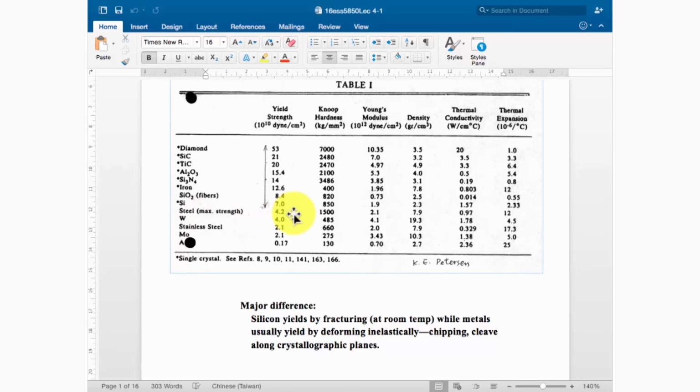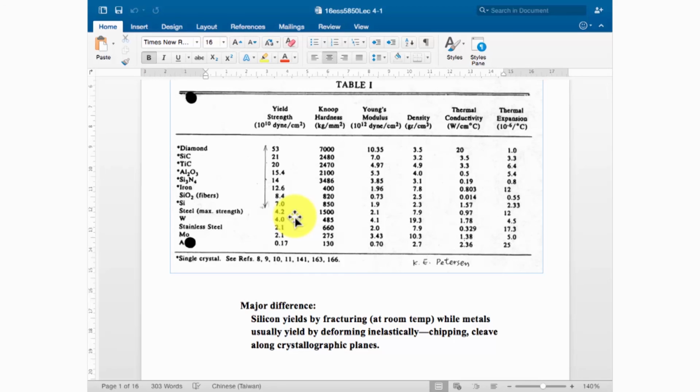So now we compare the first mechanical property, which is the yield strength. The yield strength means how much force, how much stress you put on the material until the material breaks or is damaged. That's the ultimate strength the material can endure. That's the meaning of yield strength. So when you look at the yield strength, actually silicon is 7. Steel is only 4.2. Quite interesting. It's out of your mind actually.